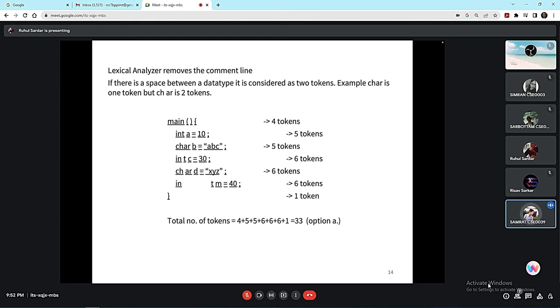Moving on to the next slide, we can see that there is a space in between the words int and cat. So it doesn't make any sense to give a space there, but lexical analysis doesn't check for any sense. It checks for the number of tokens present or not. A lexical analyzer removes the comment lines, and if there is a space within a data type, it is considered as 2 tokens. As we can see in the 4th line, int has a space in between, so it will be considered as 2 tokens. So keeping that in mind, we have 4 tokens in the first line, 5 tokens in the second line, 5 tokens in the third line also. The last 3 lines contain 6 tokens, and finally 1 token, which comes to a total of 33, which is option A.